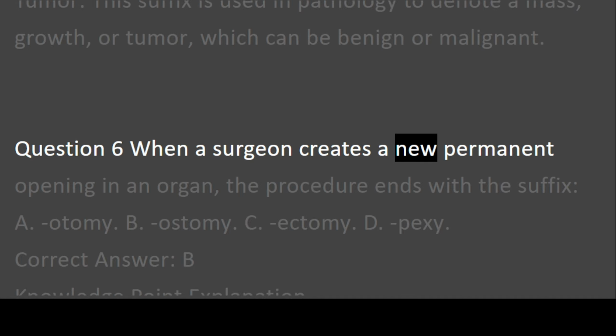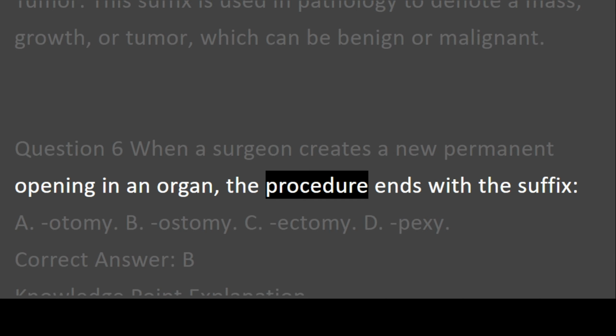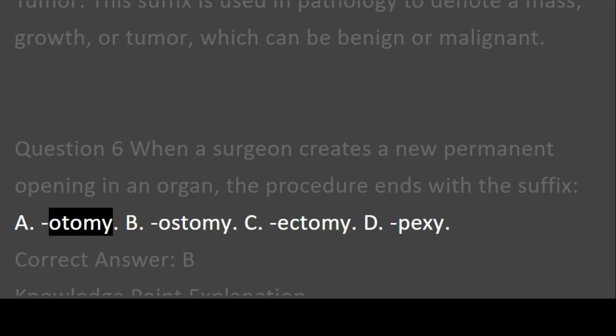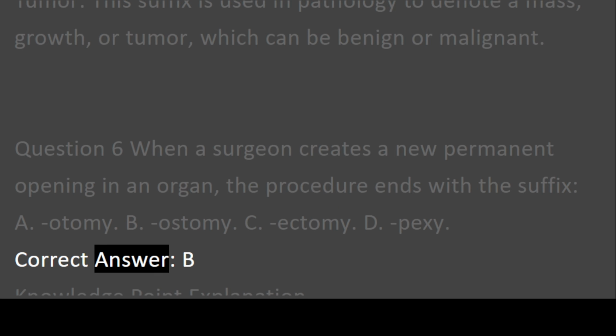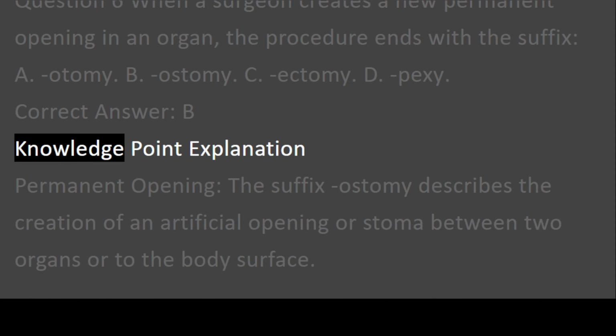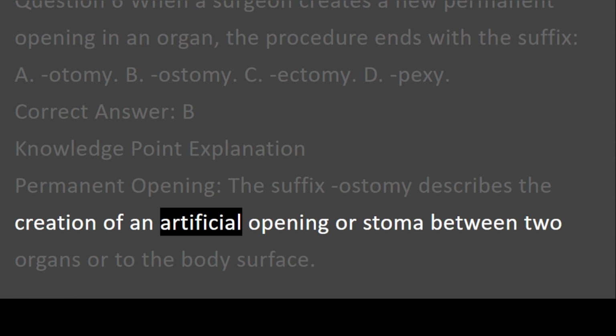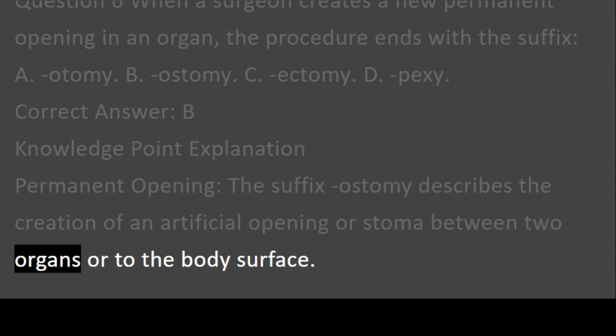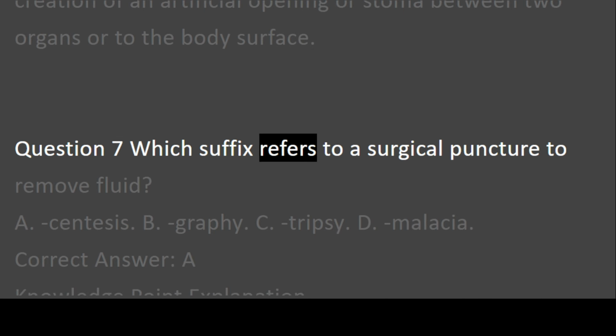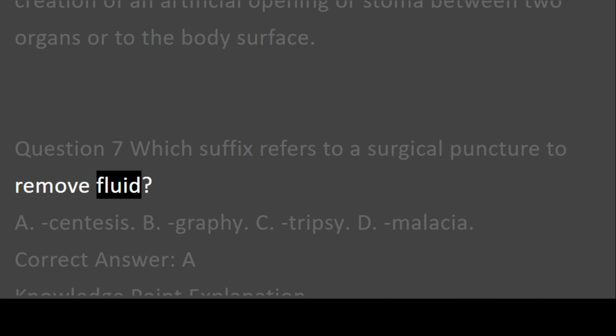Question 6. When a surgeon creates a new permanent opening in an organ, the procedure ends with the suffix A. Otomy. B. Ostomy. C. Ectomy. D. Pexy. Correct answer, B. Knowledge point explanation. Permanent opening. The suffix ostomy describes the creation of an artificial opening or stoma between two organs or to the body surface. Question 7. Which suffix refers to a surgical puncture to remove fluid?